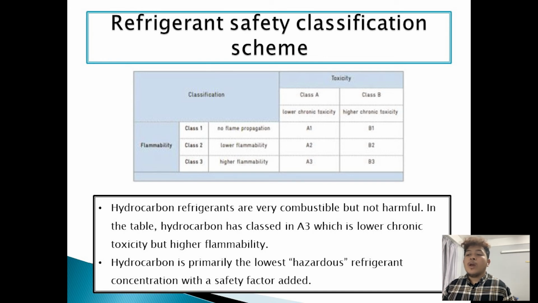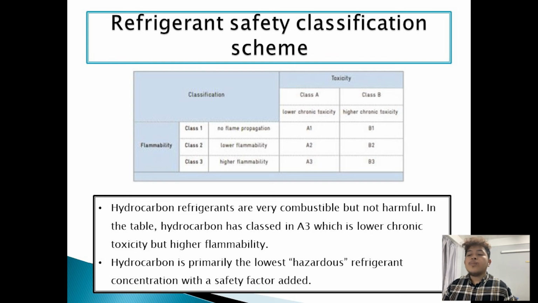So for the fourth slide, we have the refrigerant safety classification scheme. As we can see, there is a table about classification for refrigerant. On the right side, we have toxicity, which is divided into 2 classes, class A and class B. Class A is lower chronic toxicity, and class B is higher chronic toxicity. On the left side, we have flammability, divided into 3 classes. Class 1 is no flame propagation. Class 2 is lower flammability. And class 3 is higher flammability.